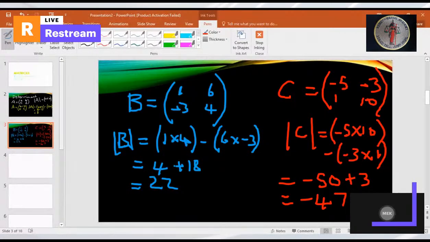All right, so give me some feedback. Let me know if you understand so far. I'm going to go ahead and do a couple more examples of the determinant, and then we go to the adjoint, finding the adjoint.